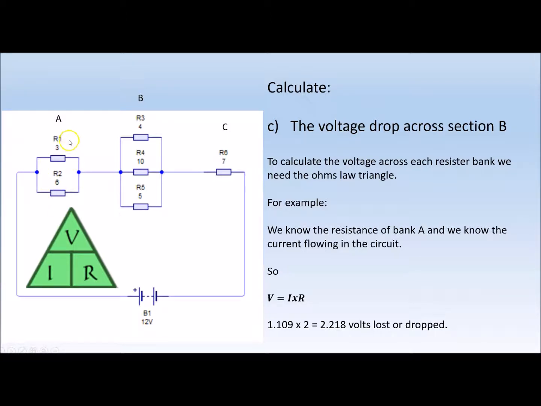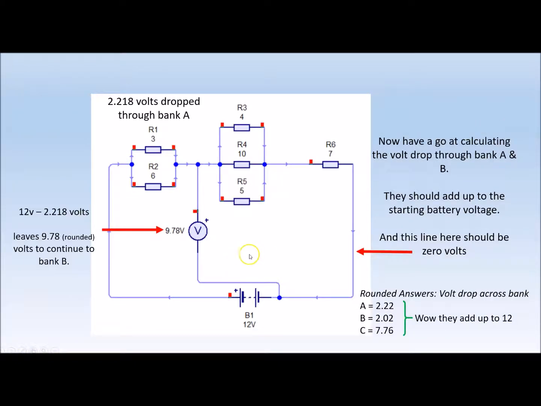The first bank, A, had a resistance of 2 ohms, so we're going to use that resistance value. If we look down here, we take our original current, which is 1.109, times the 2 ohms, and that gave us a volt drop of 2.218 volts. So that's how much that bank will have dropped the voltage by. As you can see from our circuit simulation, what we've calculated in the previous slide is actually correct.